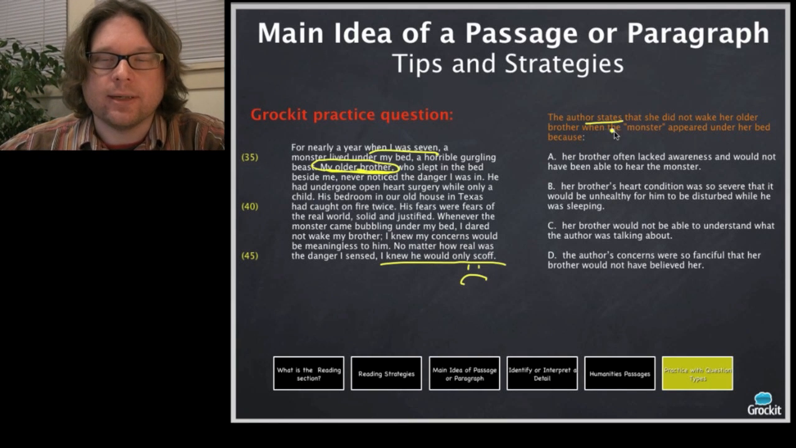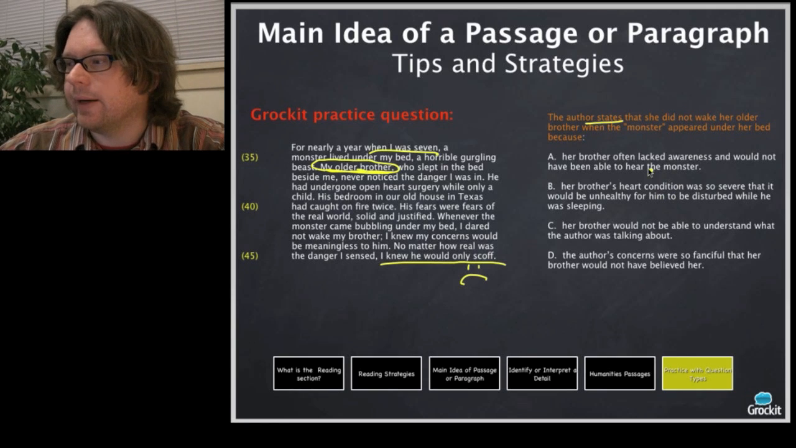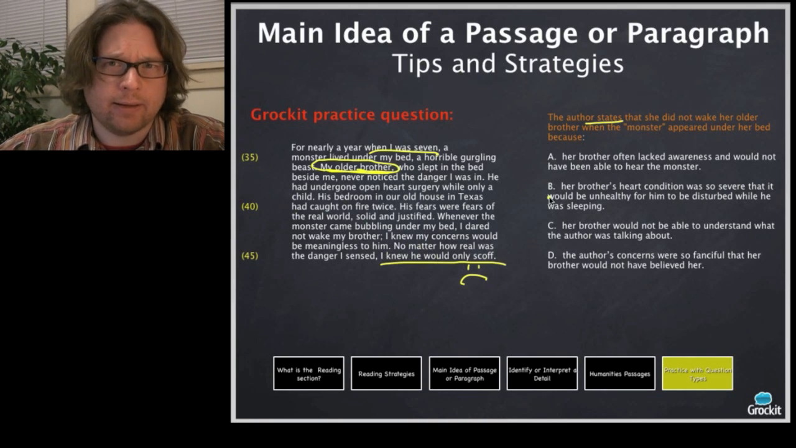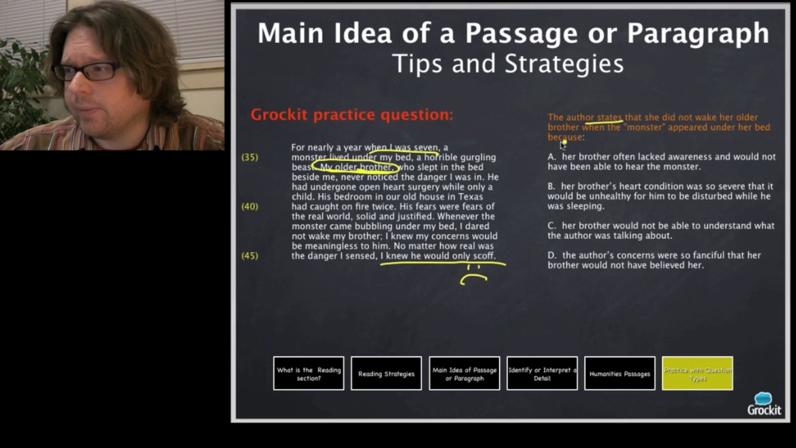But let's take a look at the answer choices, and we'll see how the ACT tries to confuse people and maybe get people who are skimming. A, her brother often lacked awareness and would not have been able to hear the monster. Well, I don't know why someone would choose that. Maybe if they saw, I knew my concerns would be meaningless to him. Maybe someone might think that meant that the brother couldn't hear, but there's no way that's right.